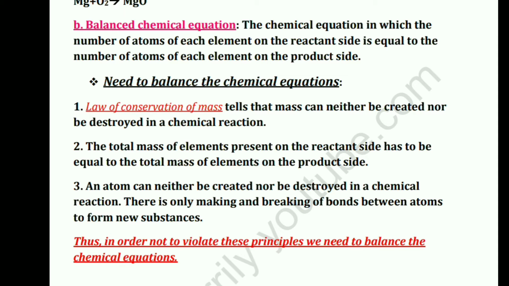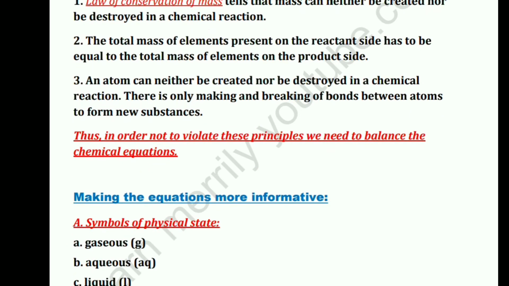So if you apply the same theory, then how can atoms be created or destroyed? If you are taking two atoms, you should get back two atoms, because atoms will not be destroyed or created in a chemical reaction, and that is what this law of conservation of mass also tells. And in order not to violate this law, we balance. If we don't balance it, then it will lead to a misconception: how is it possible? So in order to be according to the law of conservation of mass, we balance it. And this is what is written over here.